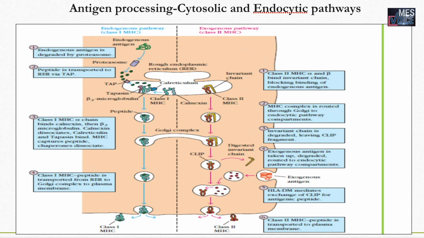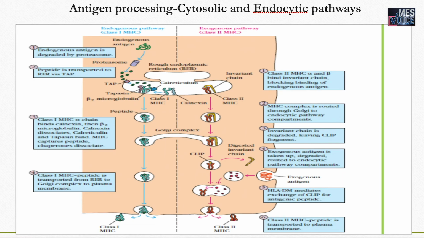Whereas in the endocytic pathway, we can see first the class 2 MHC molecule is produced by polyribosomes located along the membrane of the rough endoplasmic reticulum. Then we can see an invariant chain is also bound in the antigen binding cleft. Later it will move through the endocytic compartments, and in the process the invariant chain is degraded, leaving a small short fragment in the binding cleft called CLIP.